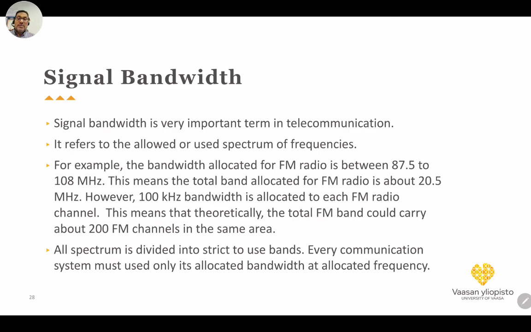I start with examples, and then we explain it in more details. Every source or every information will occupy certain spectrum or certain band. This is called the bandwidth. In FM radio, because of the FM modulation, an FM channel will occupy about 100 kilohertz.